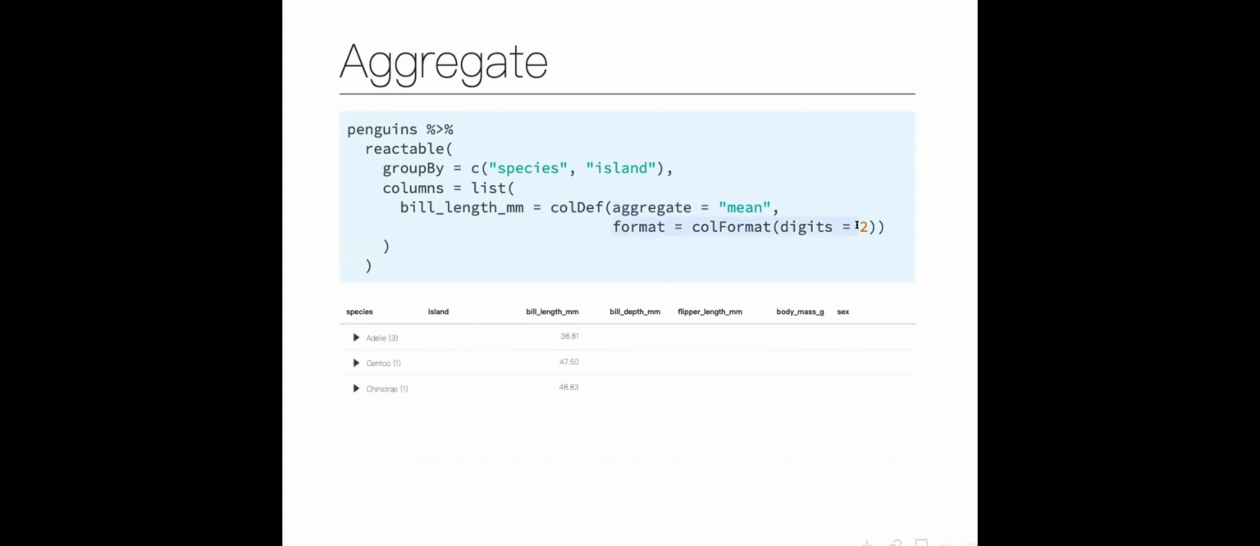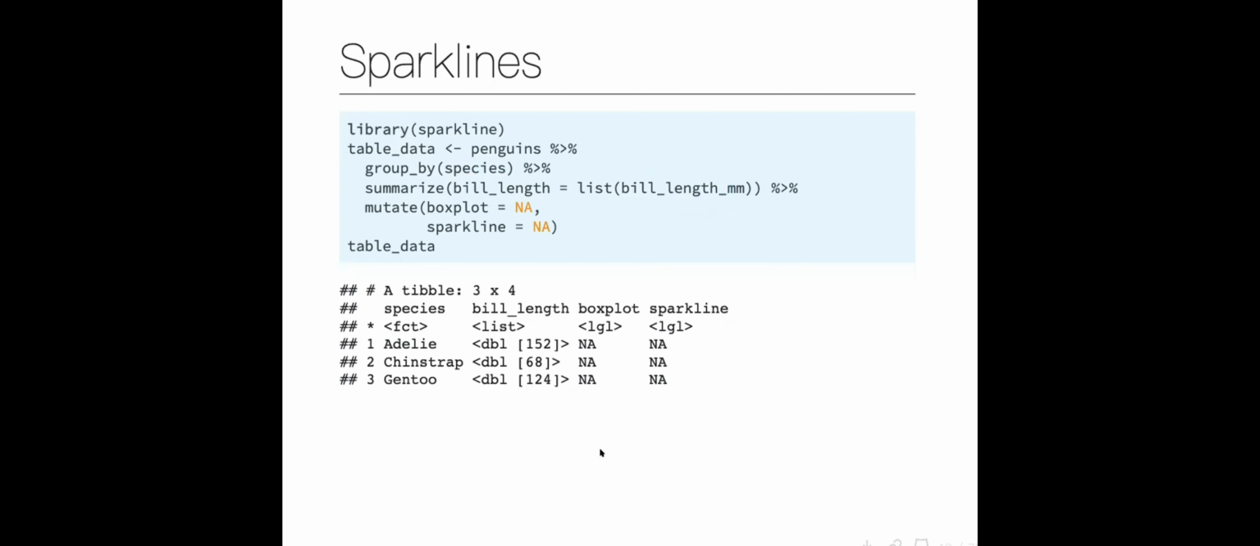And then I have this format, call format digits equals 2, just so that it'll only have 2 digits instead of like 9 or something like that. All right, this is the last part of tables today, and so I'll go through this fairly quickly.